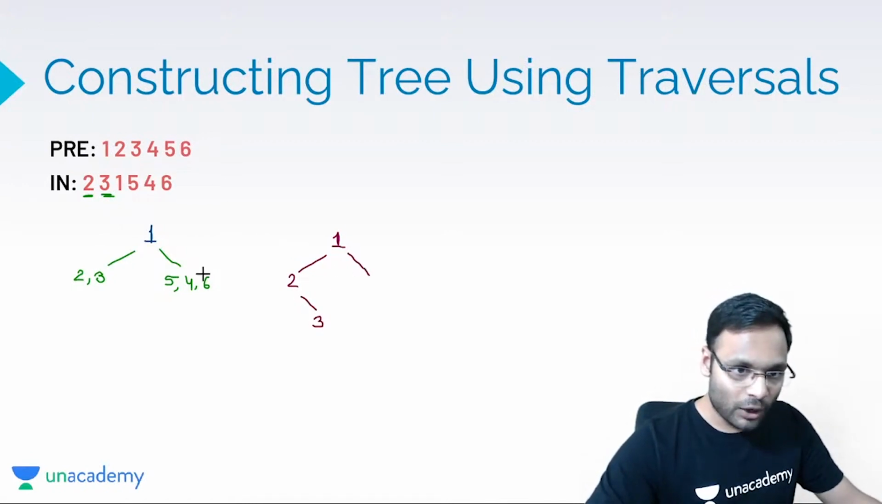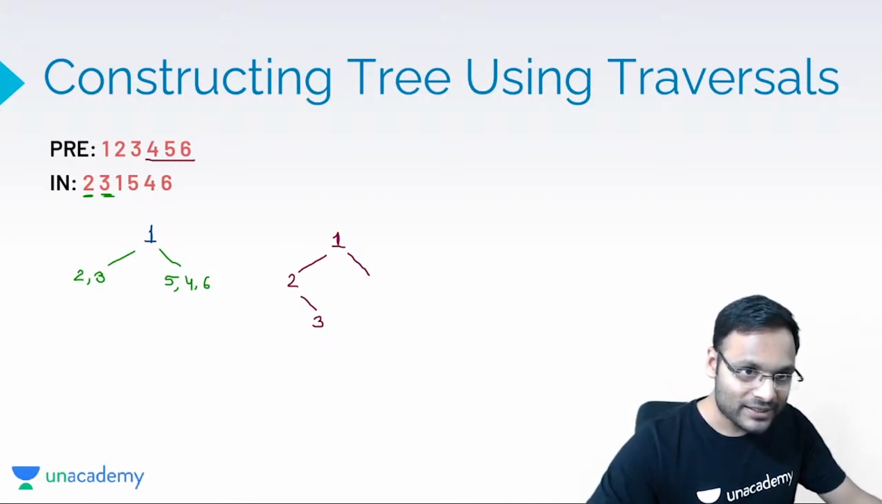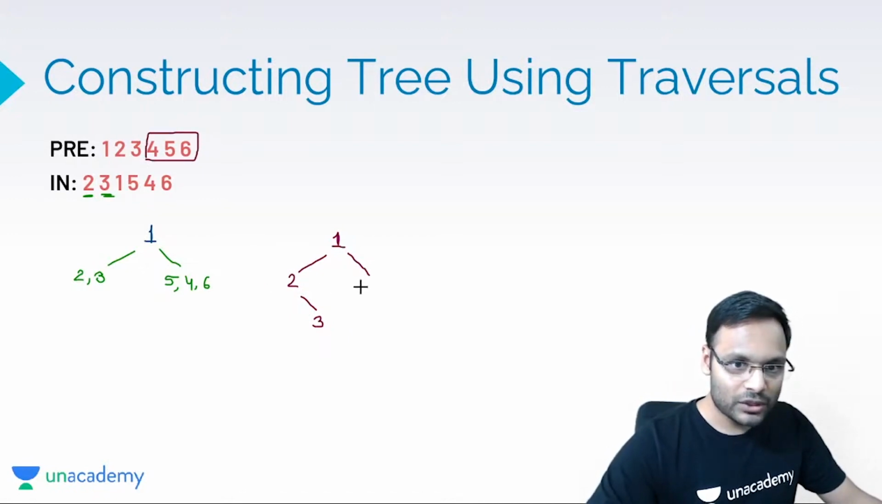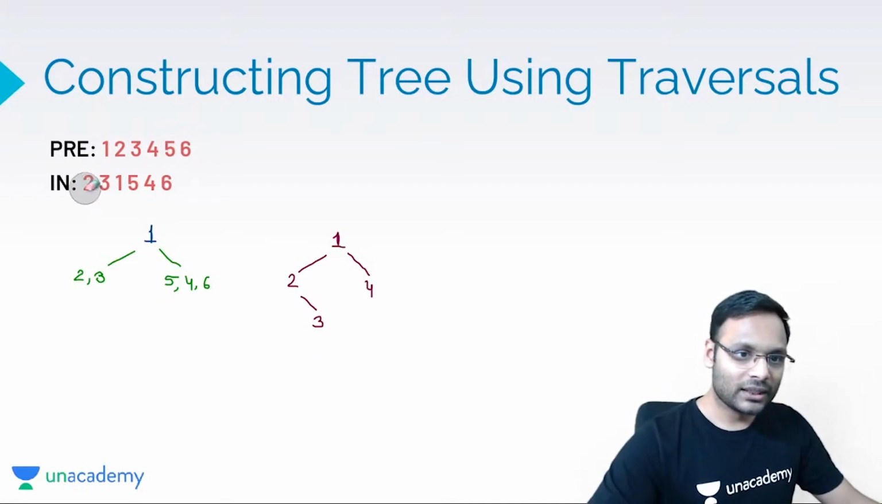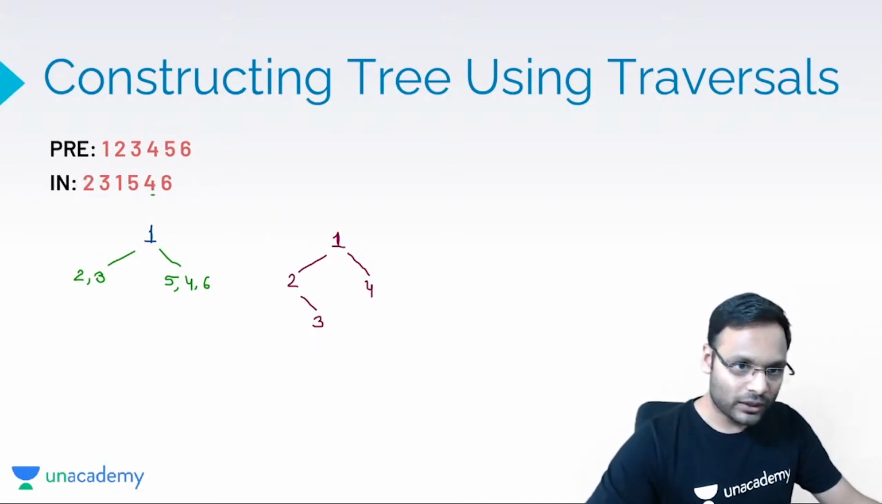Fine. Now 5, 4, 6. Check out 4, 5, 6 in the preorder. Which comes first? 4. Root. After that you go towards inorder traversal. Where is 4? Here. Before 4 you have 5. So 5 should be in the left and 6 should be in the right.